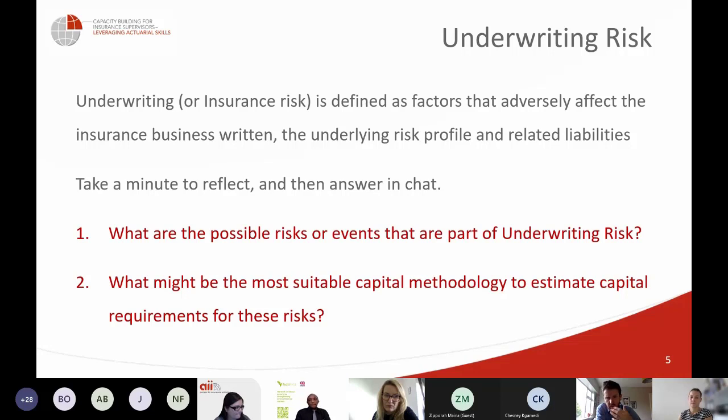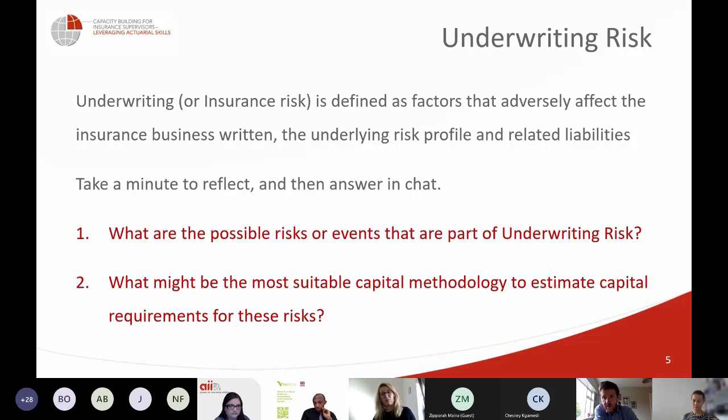So without going into too much detail, I wanted to hear people's thoughts, considering that broad definition of what insurance risk is and how we define insurance risk. What would be the type of events or risks that are part of that? These are factors that adversely affect the business written, the risk profile, and the liabilities themselves. So I'd like to stop for a minute or two, and people can write in the chat what would be the type of events or risks that would be part of insurance risk or underwriting risk.